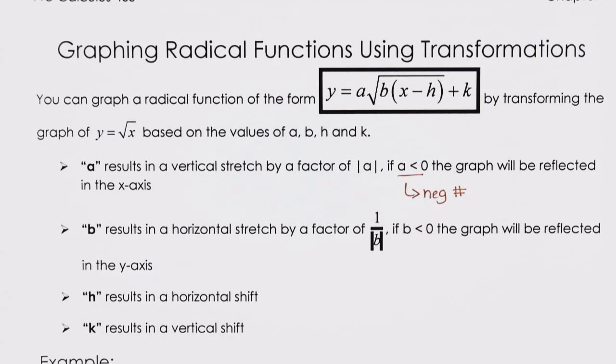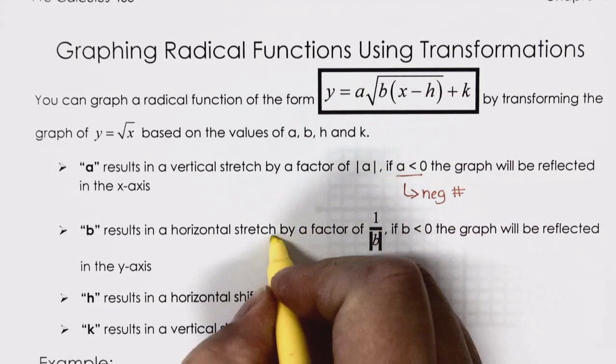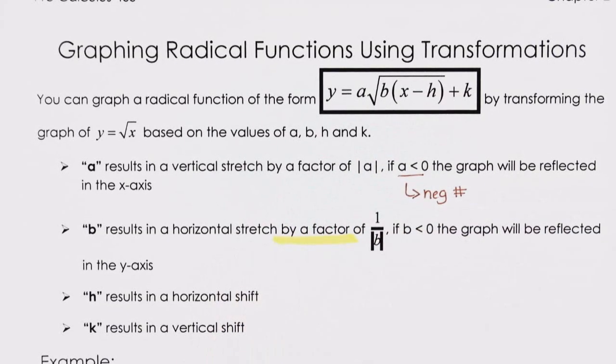So if it's negative, you're going to have a reflection in the x-axis. B results in a horizontal stretch, but it's attached to the x's, so we're going to have that flip. We're going to have that factor flip. And what I've noticed from you guys is you're losing this. You're losing that statement. You're like horizontal stretch, 1/2. Nuh-uh, that's not the correct language. Horizontal stretch by a factor of 1/2.